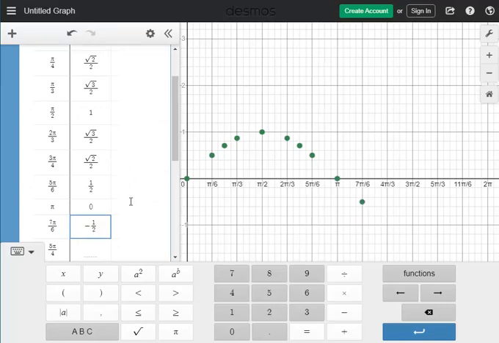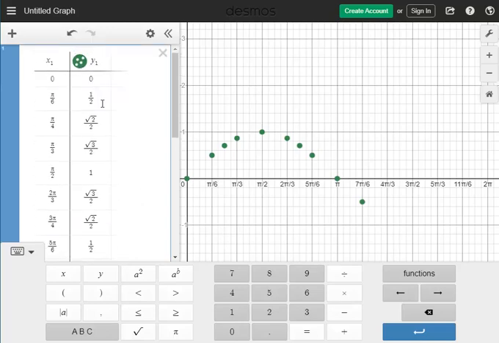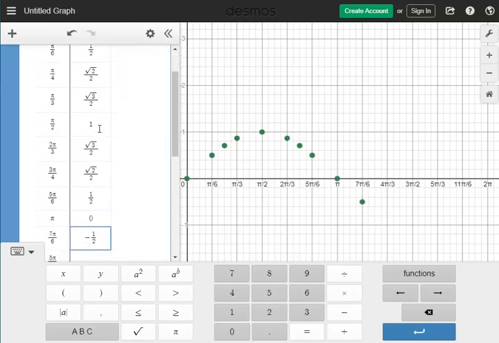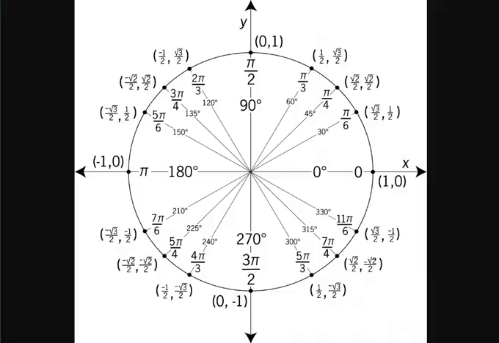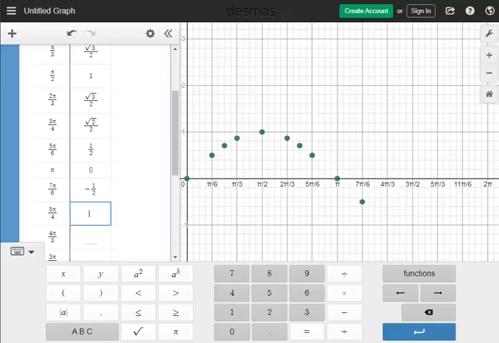And hopefully what you'll notice is there's definitely a pattern going on here. It's 0, 1/2, square root of 2 over 2, square root of 3 over 2, 1, square root of 3 over 2, square root of 2 over 2, 1/2, 0. Now it's 1/2 again. So if you want to guess what the next one is, it's going to be square root of 2 over 2. But this time, you'll notice it will be negative root 2 over 2. So here we go, negative root 2 over 2.